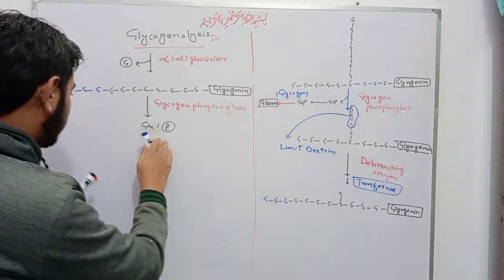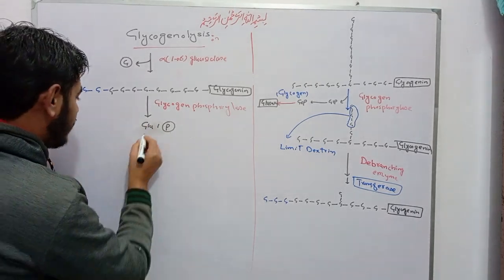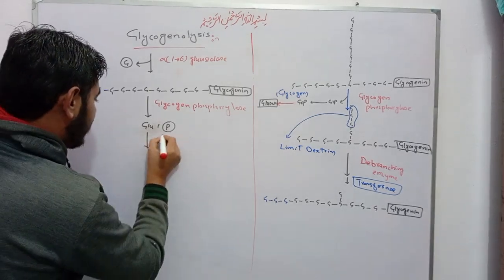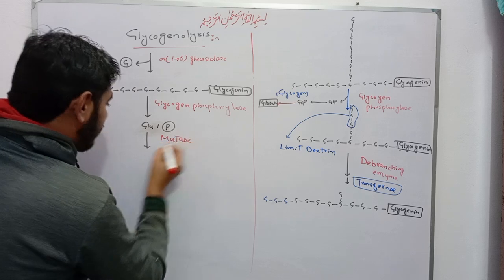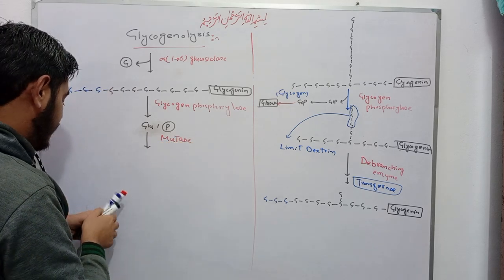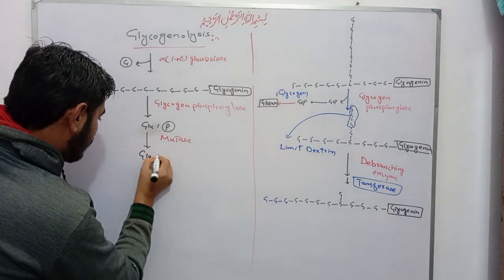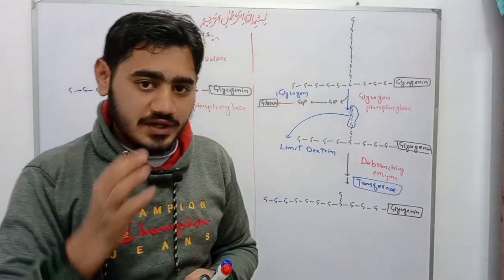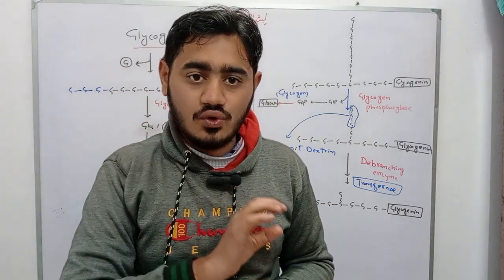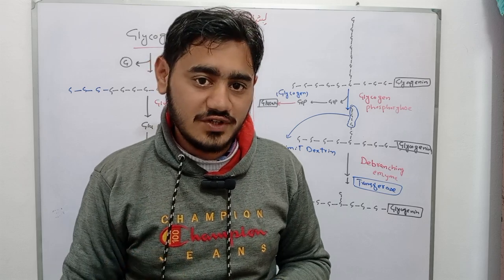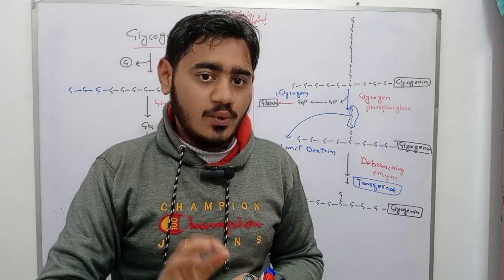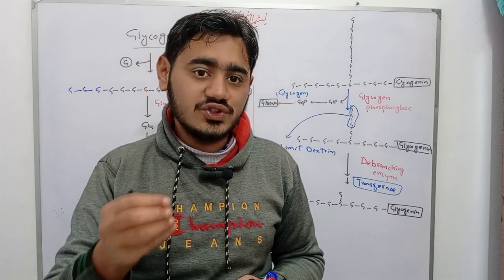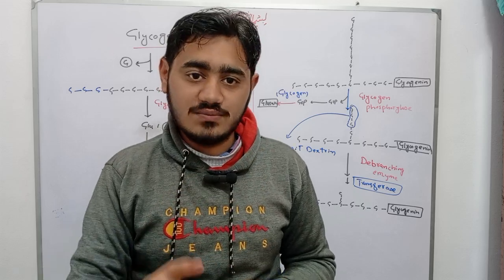And in the next reaction, this glucose 1 phosphate converts, with the help of phosphoglucomutase enzyme, with the help of mutase enzyme, into glucose 6 phosphate. Now in liver, this glucose 6 phosphate, with the help of glucose 6 phosphatase enzyme, converts into glucose. While in muscle there is deficiency of glucose 6 phosphatase enzyme, so in muscles this glucose 6 phosphate directly enters into the glycolysis process.